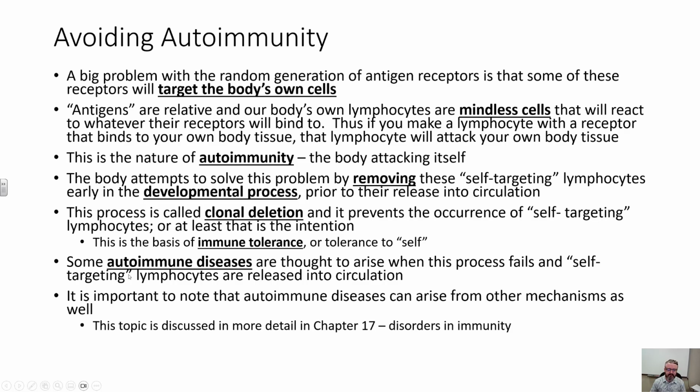Build a bunch of random receptors, and that gives you the infinite ability to respond to pathogens that may not even exist yet, which is important. But then the problem being you can target your own self, so the solution is to remove the self-targeting cells before they finish development. If that works perfectly, you will not have autoimmune diseases. If there's a defect and you get self-targeting cells that are released, that could be one contributing factor towards autoimmune diseases. So I hope that makes sense.